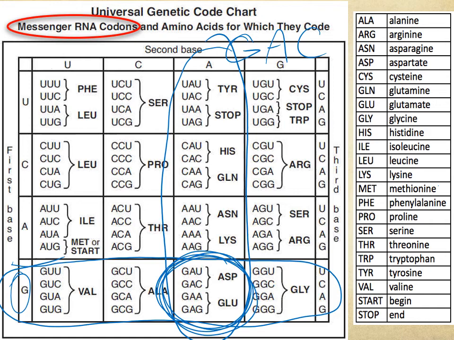So all these boxes, or these things in the box right here, have G as the first letter, A as the second letter. We're looking for C, so that's right here, and that tells us that GAC is the code for ASP. And as we now see over here on the right, that's just the amino acid we call aspartate or aspartic acid. So that's how you use your codon chart. And let's go through and see some examples of this stuff.